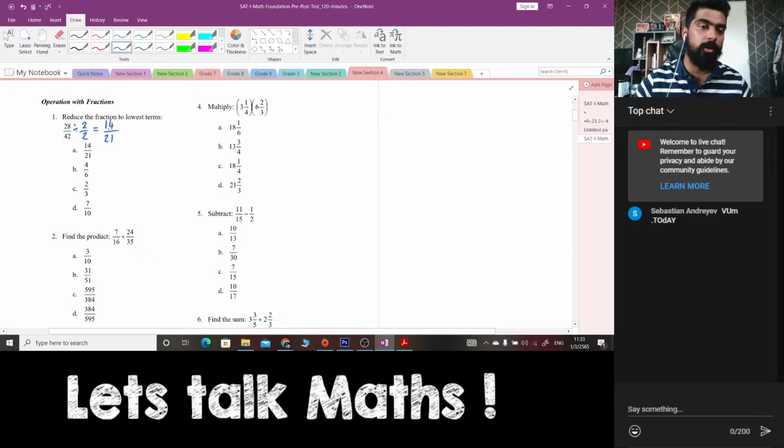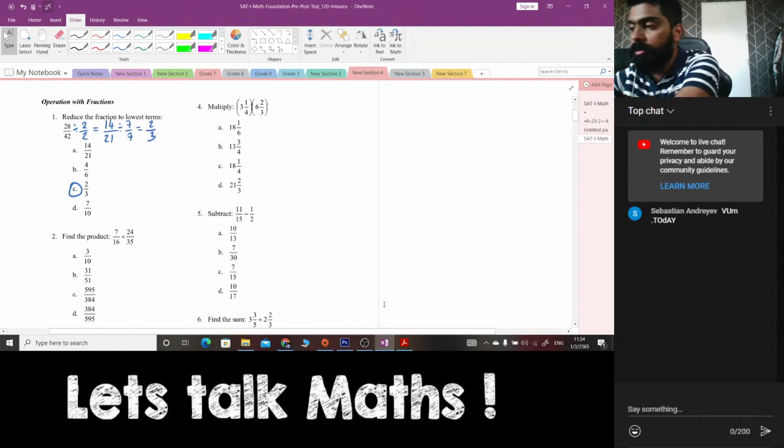Now if we take a look at this, we know that both can still be simplified or reduced more. Both can be divided by 7, right? So 14 over 21 becomes 2 over 3. So the answer in this one will be 2 over 3, right guys? Very easy, not that difficult at all.